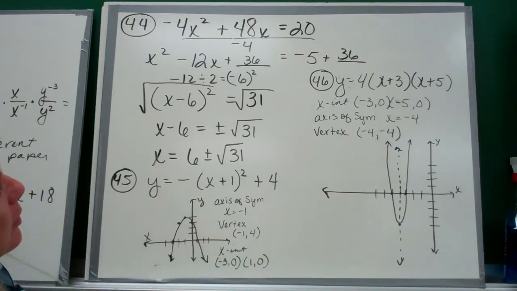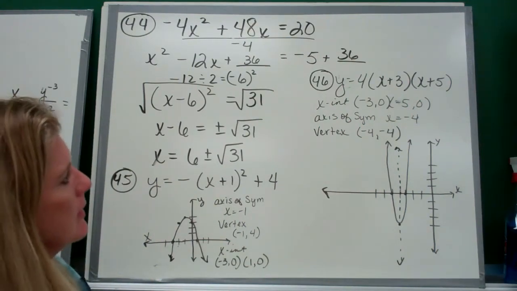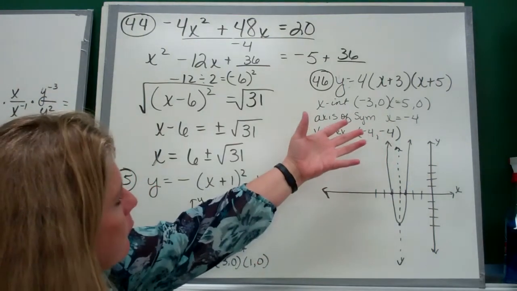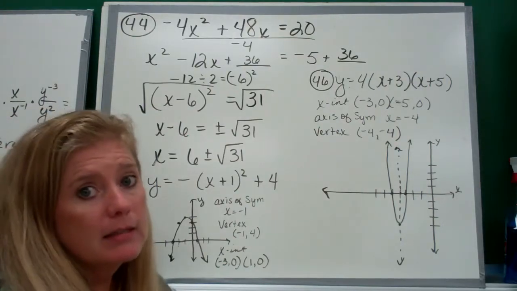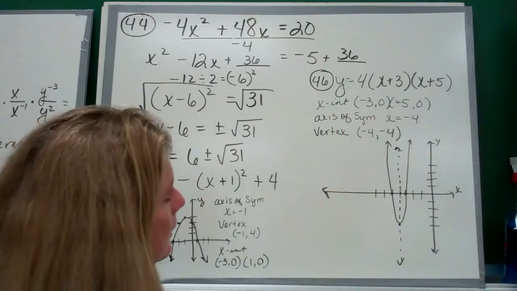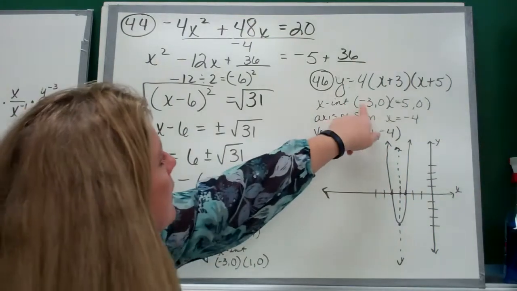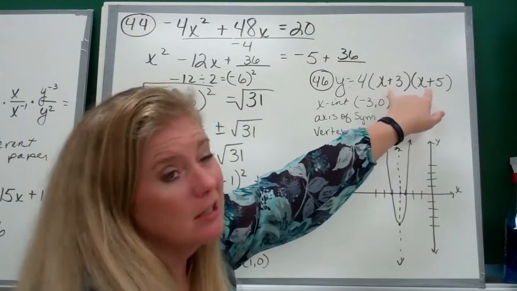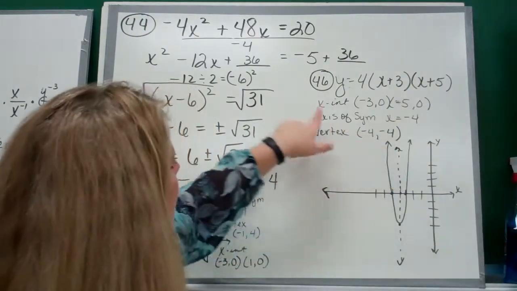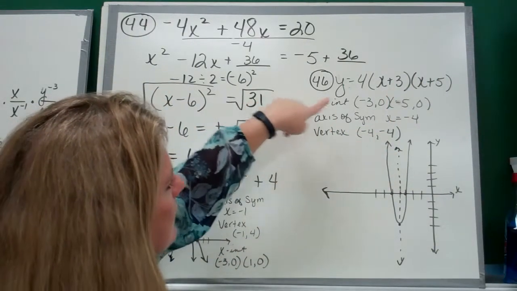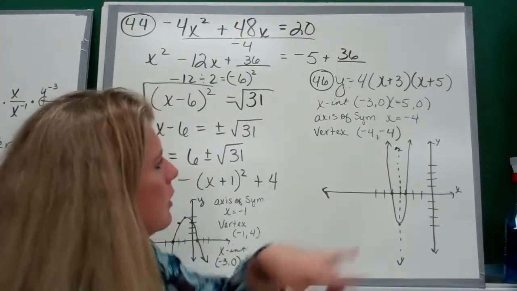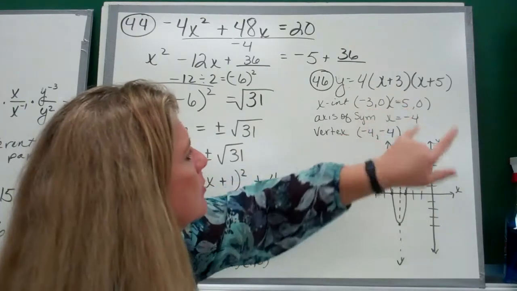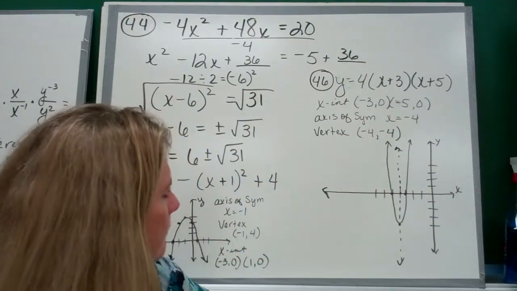Number 46 is another graphing problem, only this time they give it to you in factored form. Okay? Factored form, they give you the x-intercepts. Happy birthday, you're looking at the x-intercepts. The x-intercepts are (-3, 0) and (-5, 0), and again, this is good twin, bad twin. Axis of symmetry is x equals -4. How do you know? Because it's halfway between the x-intercepts. Halfway between the x-intercepts is where you'll find the axis of symmetry.